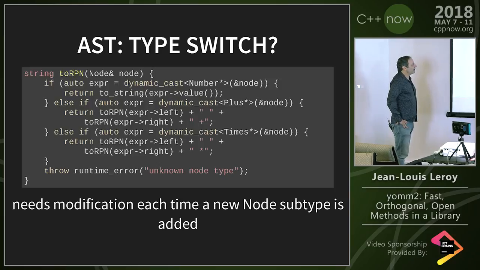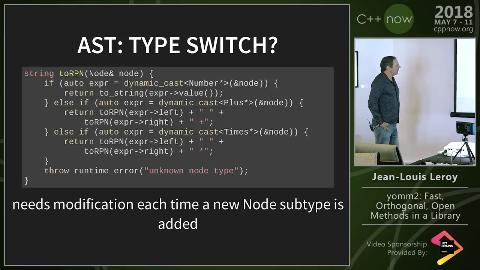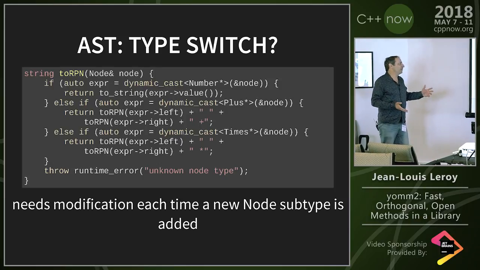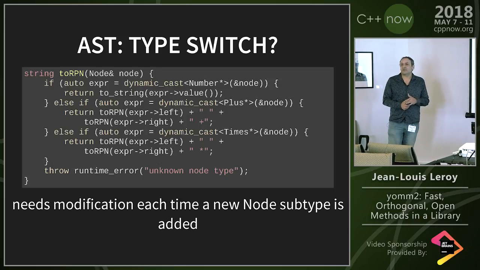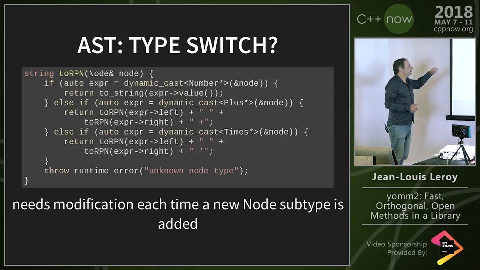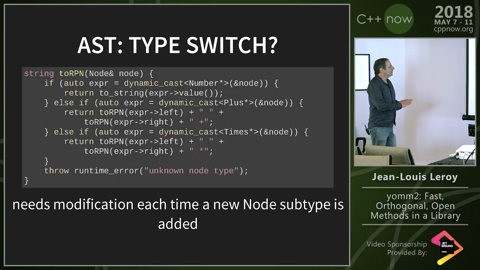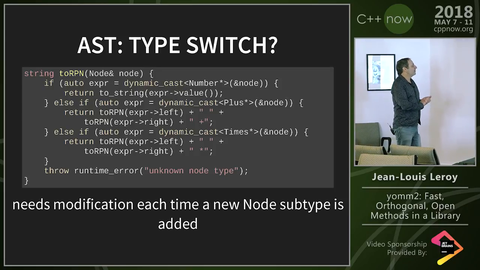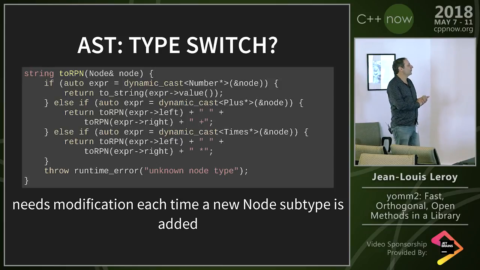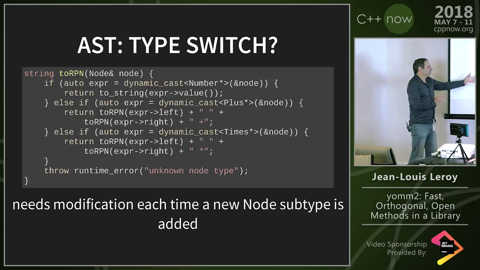Okay, so this has several problems. As the node hierarchy grows, it's not going to be very efficient, because dynamic_cast is costly. We're going to examine all the options in sequence. It will not be efficient. But more importantly, in my eyes, each time that you add a new node subclass, you have to modify this. You mustn't forget to modify this. Otherwise, at one point, you'll have an exception.